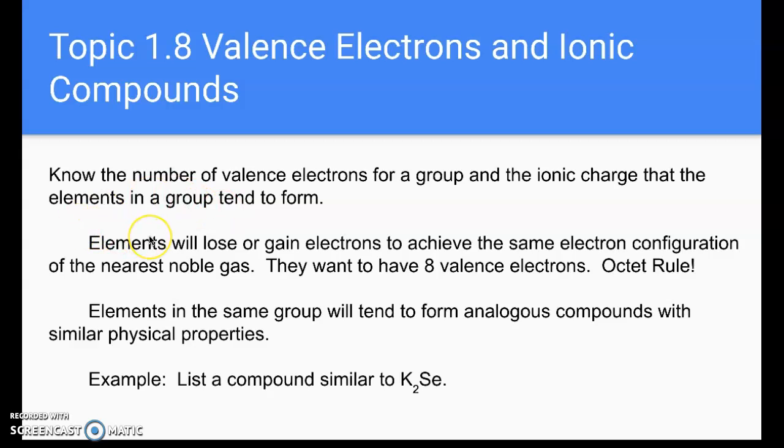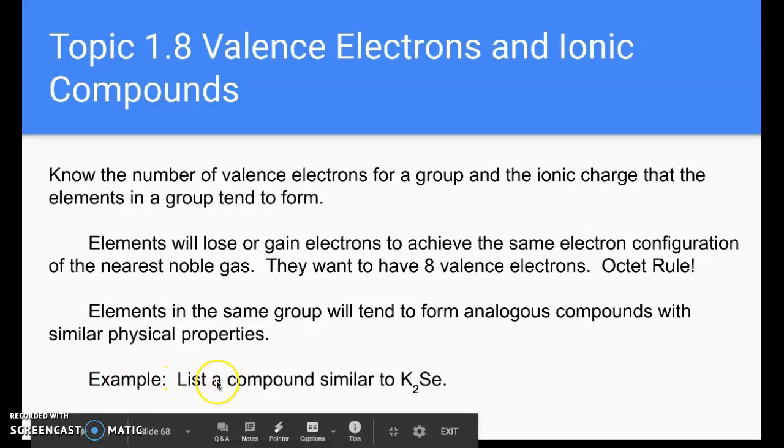Okay, and then we also have elements will lose or gain electrons to achieve the same electron configuration as the nearest noble gas. They want to have 8 valence electrons. That makes them happy. They're stable when that happens. And an 8 of anything is called an octet. So this is called the octet rule. Elements in the same group will tend to form analogous compounds with similar physical properties. So the example right here deals with that situation.